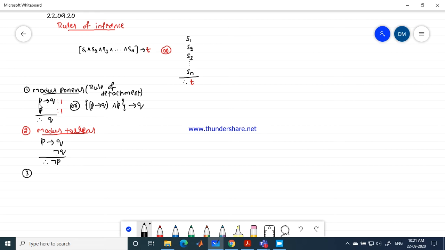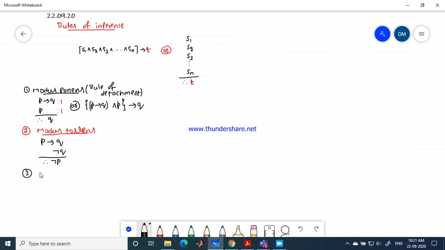P implies Q. In this one, P is written as the hypothesis and Q is written as the conclusion. P implies Q is logically equivalent to not Q implies not P. So not Q is the hypothesis and not P is the conclusion. So modus tollens is defined through the definition of contrapositive. And once again, you can prove it through a truth table.